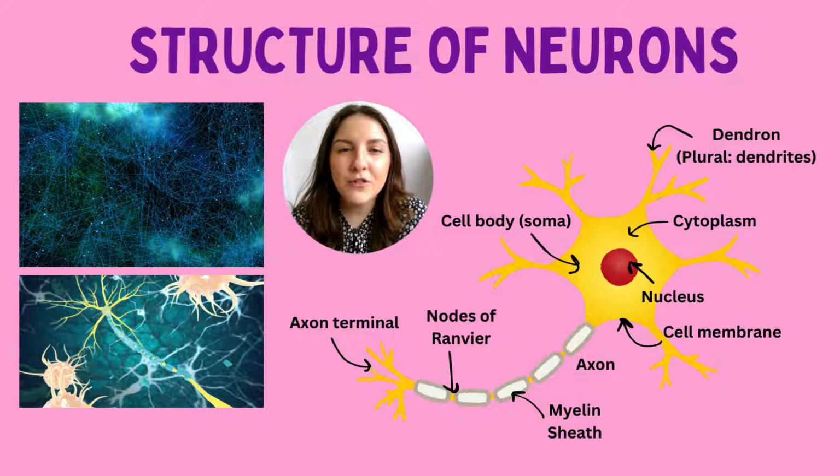So let's have a look at the structure of neurons then. This is a typical type of neuron. Like I said, there's three. You've got a relay neuron, you've got a motor neuron, and you've got a sensory neuron. But for the most part, they all have very similar structures, but slightly different functions. And we'll come on to that in a moment. But it's really important that you know that neurons are vast. There are loads of different types, not just those three.